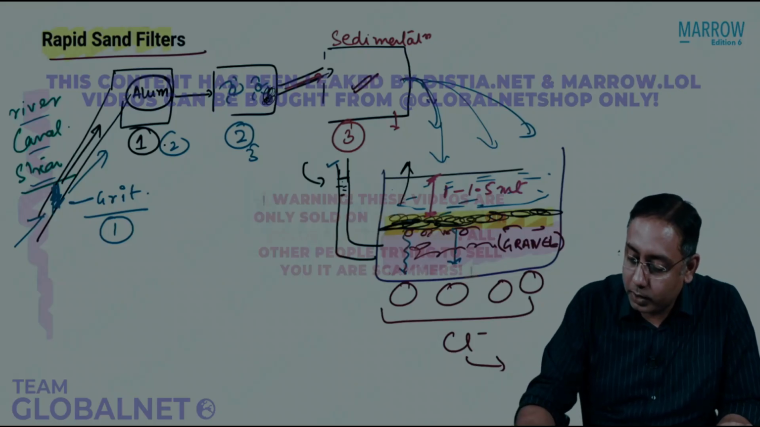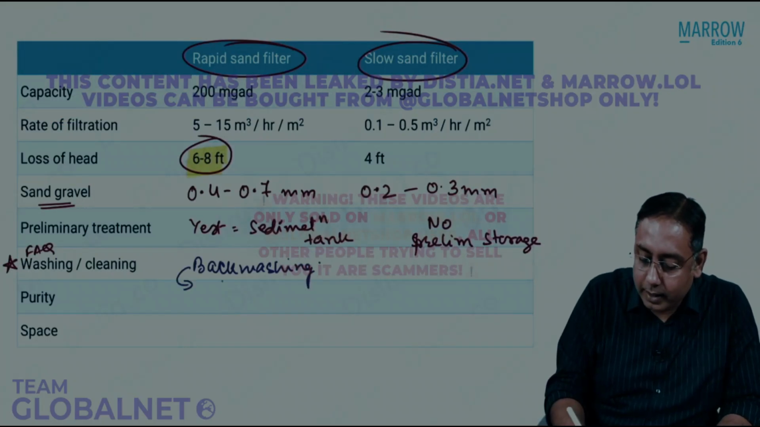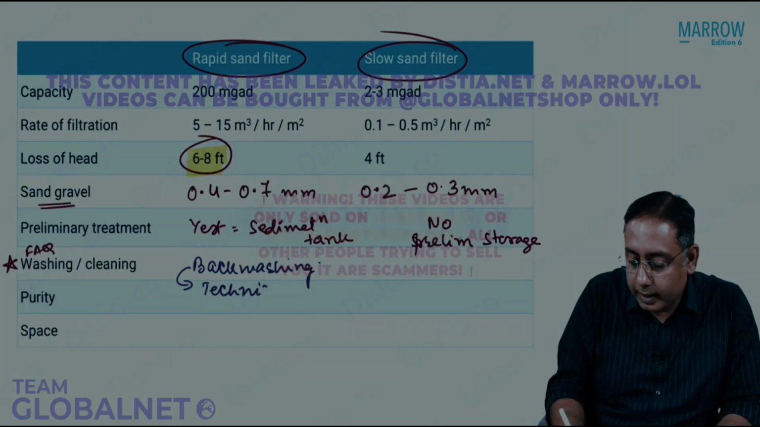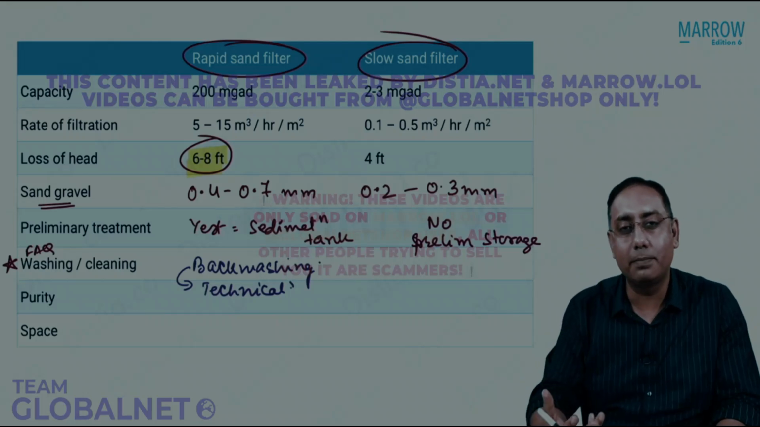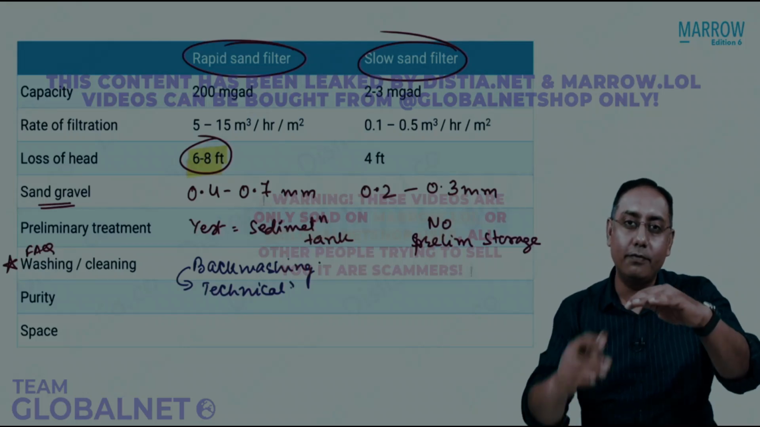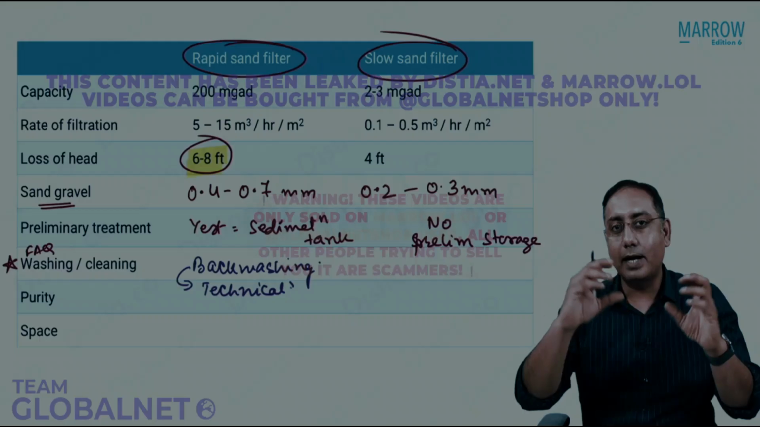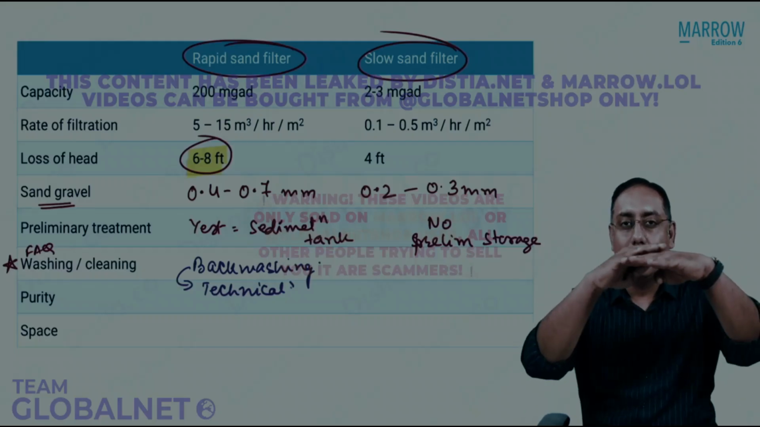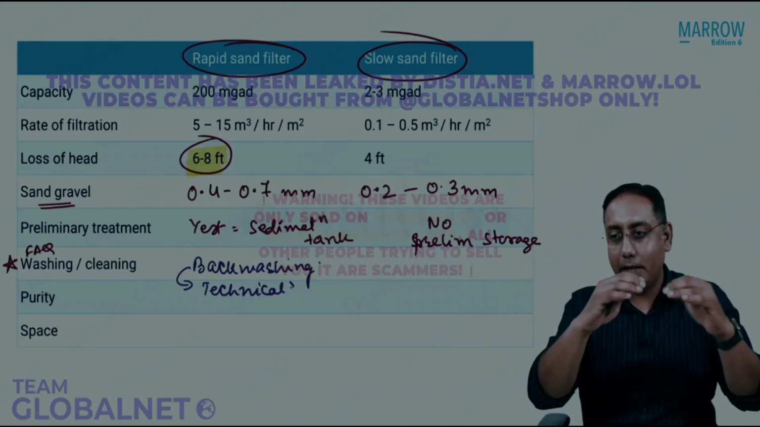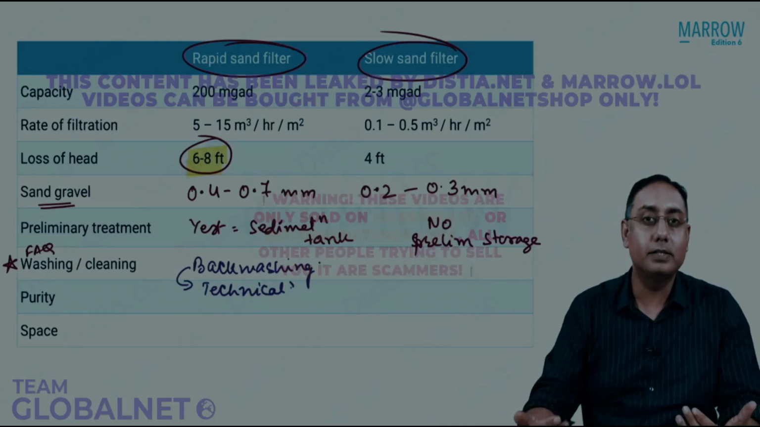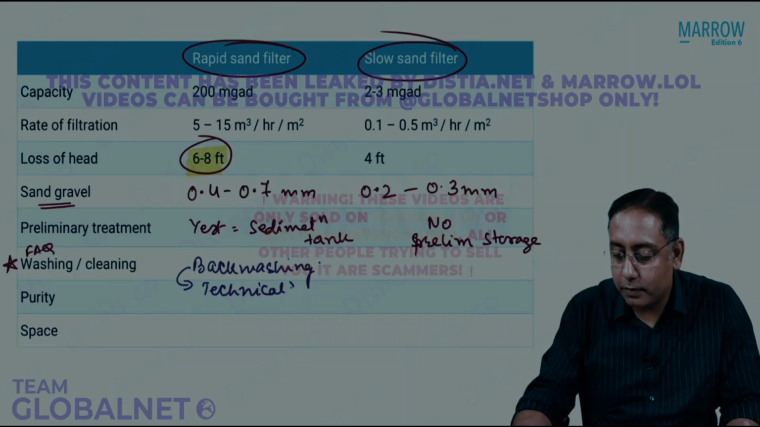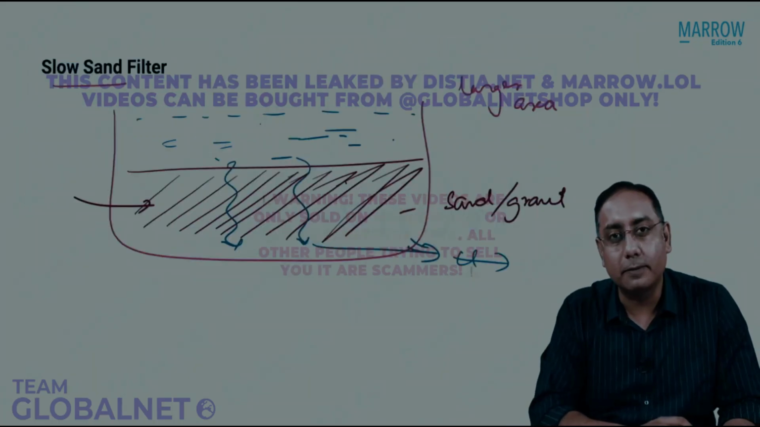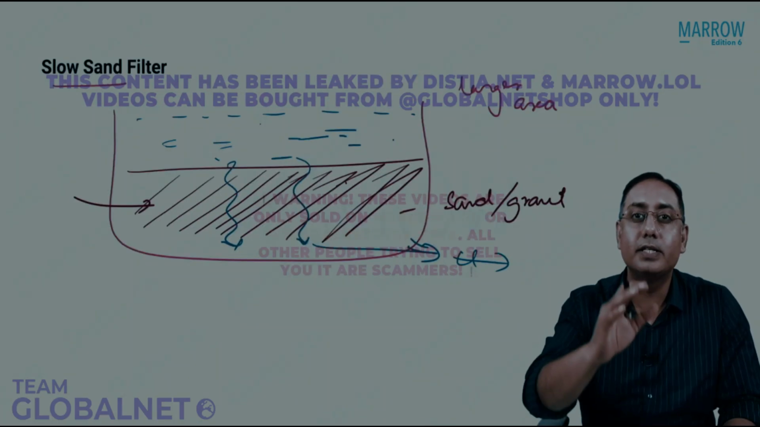But the problem with backwashing is it's a highly technical process. No, it's not that you can just open something and the backwashing happens. It's a highly technical process where everything has to be maneuvered. The sand bed, the sand quality, the amount of choking, the loss of head, many parameters are to be ascertained. Then backwashing is done. In slow sand filter, can you do backwashing? Answer is no.